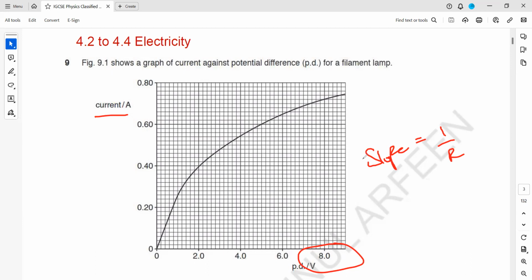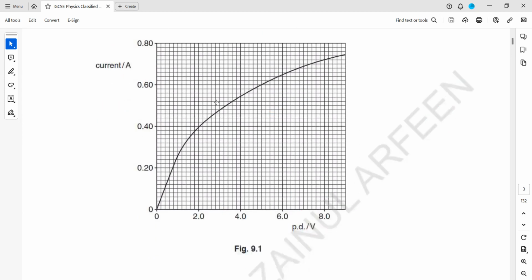Is it increasing or decreasing? The slope is decreasing. Slope means the angle with the x-axis. If you see, this angle is much higher than this angle. So the angle with the x-axis is decreasing, so the slope is decreasing. If the slope is decreasing, it means the resistance will increase. It is obvious that for the filament lamp, its resistance increases as it becomes hot, as the temperature increases.